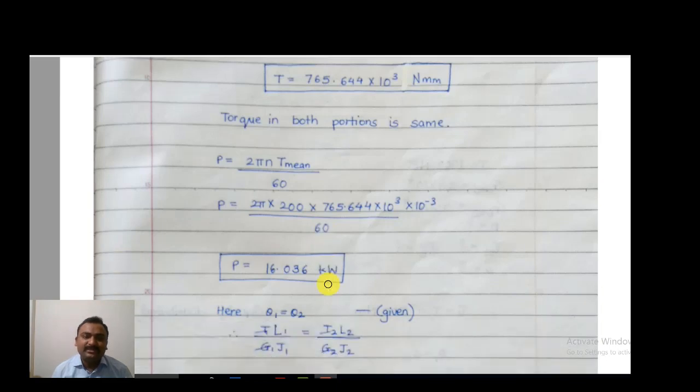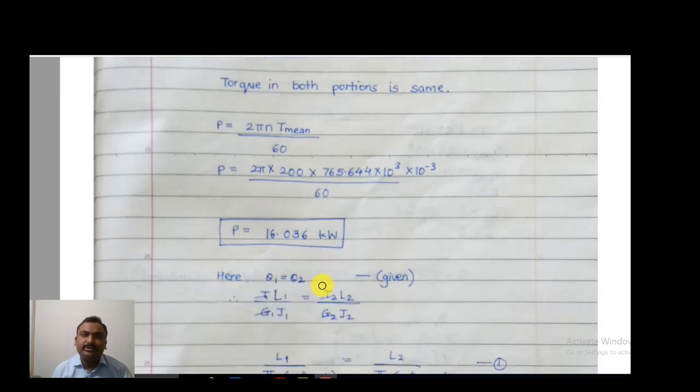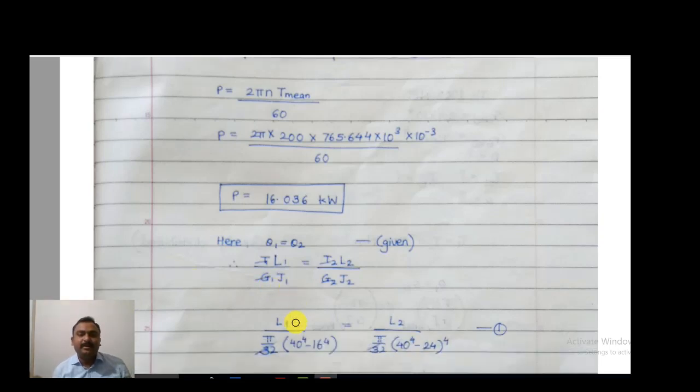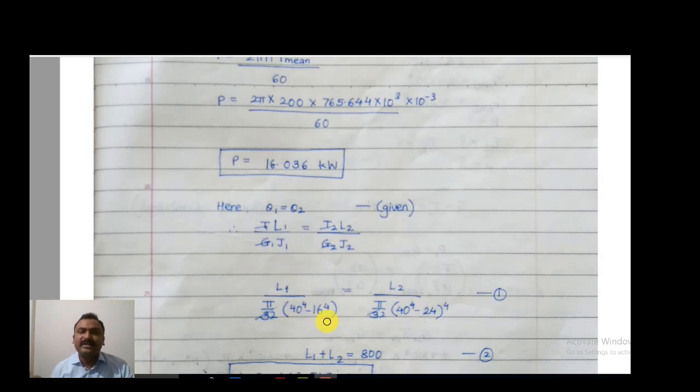As it is given in the question, theta 1 is equal to theta 2. So we get the first condition as TL by GJ, that is T1 L1 by G1 J1 is equal to T2 L2 by G2 J2. Torque transmitted is the same, so it will get cancelled. Material is the same, so G will get cancelled. Only the polar moment of inertia will be different in the first portion and in the second portion. So L1 by (40 raised to 4 minus 16 raised to 4) is equal to L2 by (40 raised to 4 minus 24 raised to 4). It will be like this.